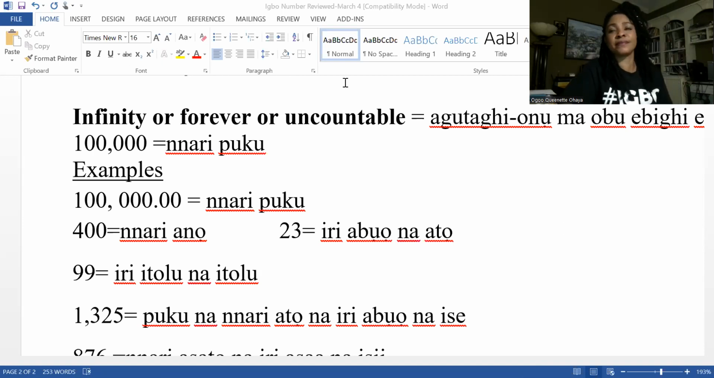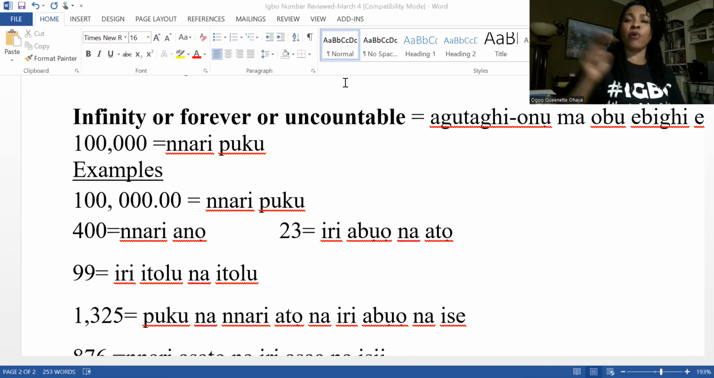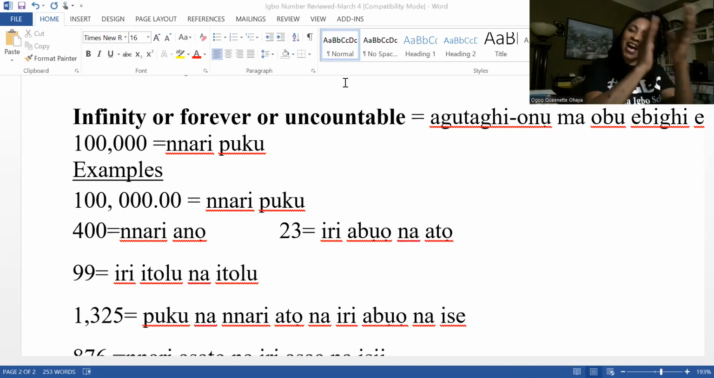So when you say 20, would it be iri abụọ? Iri abụọ. Good, yeah. Okay, and so, if you said 12, would it be iri na abụọ? Awesome, Zara. Yes. You got it. Dalu. Imela. So that's good. Kedu onye ọzọ nwere ajụjụ?